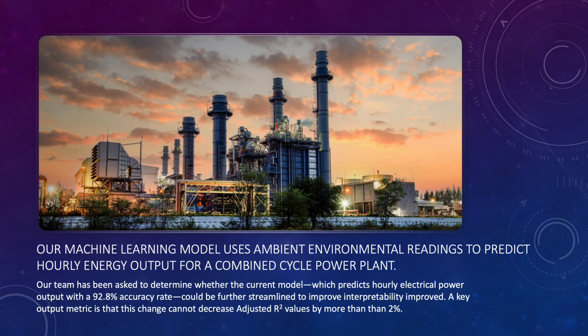The project that we're working on involves adjusting an existing machine learning model that uses ambient environmental readings to predict the hourly energy output for a combined cycle power plant. We've been asked to determine whether we can simplify the current model and further streamline it to make it easier to interpret without compromising the adjusted R-squared values by more than 2%.